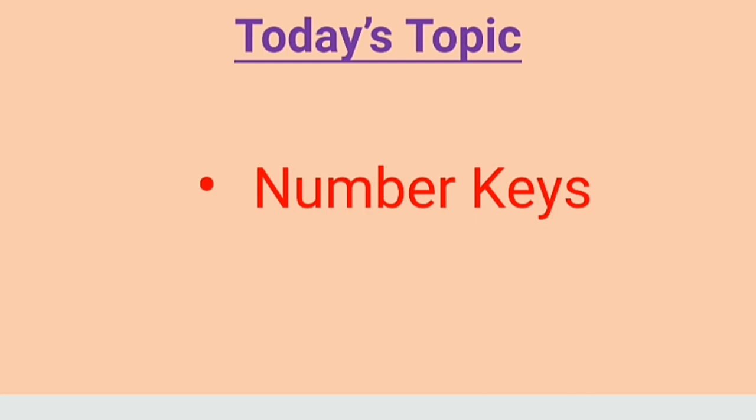In the previous class we have learnt about the keyboard, the different types of keys. There are 4 types of keys we have learned, that is alphabet keys, number keys, special keys and symbol keys. Alphabet keys we have already learnt in the previous class. Today we are going to learn about the number keys.